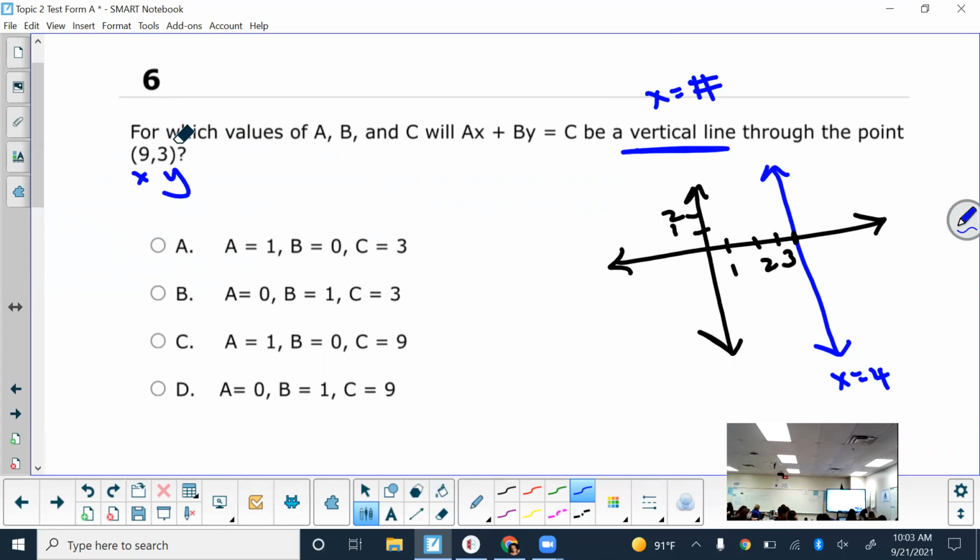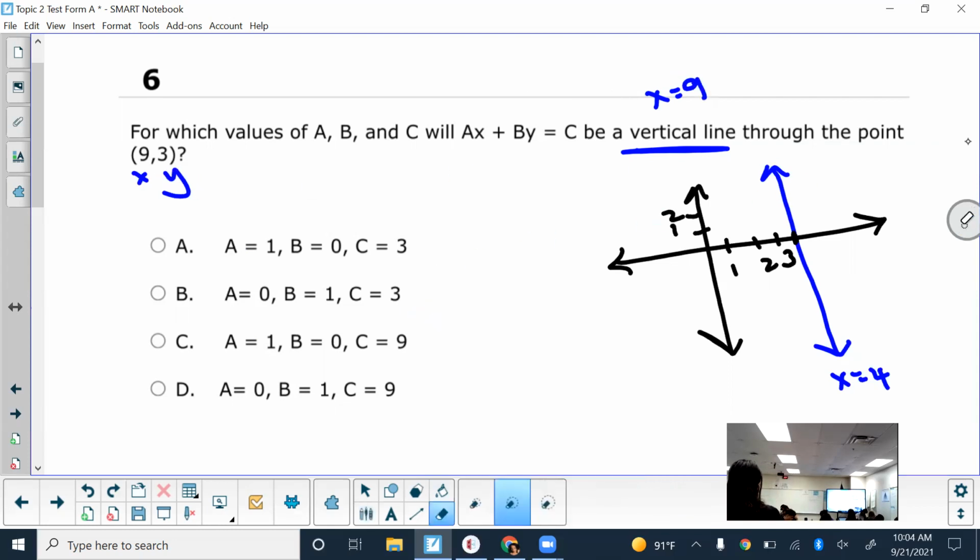Is it x equals 3? Is it x equals 9? It can only be one of the two. So which one makes more sense, if it's a vertical line and it happens to go through that point? It would be x equals 9. All right, so my equation for that line that goes through that point is x equals 9.